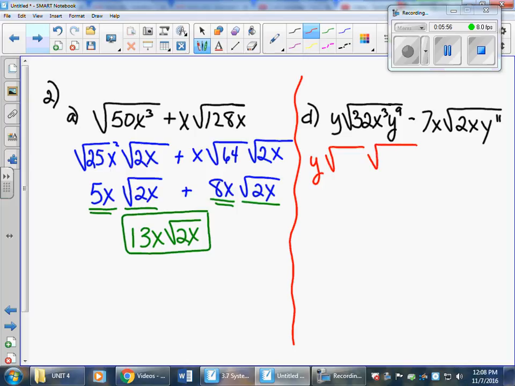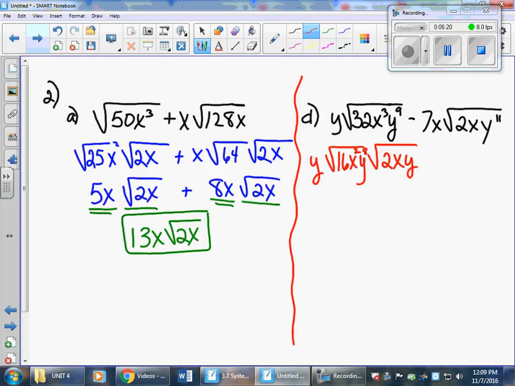So 32 is going to be, 32 divided by 2 is 16. That's a perfect square. 16 times 2. And then we have x to the third. So that means I'm going to have x squared here, but another x left over that has to go under the radical. And then y to the ninth is going to be y to the eighth, even exponent, but I'm going to have a y left over.